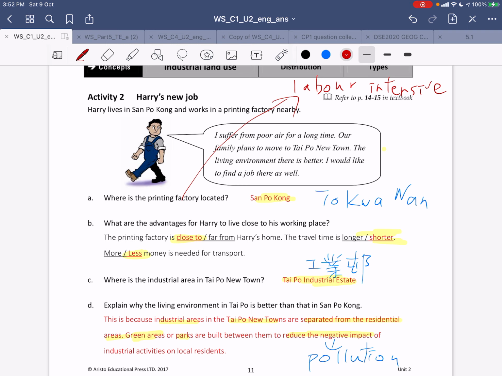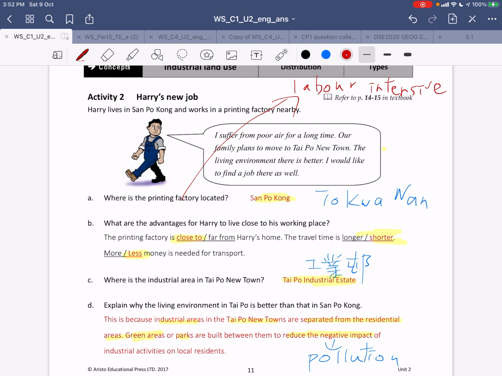So what are the main factors affecting their location? I think it should be the cheap labor. So where should they be located? They should be located in Sham Shui Po or Tuen Mun, along the streets in Tsuen Wan. You may find a lot of factories.